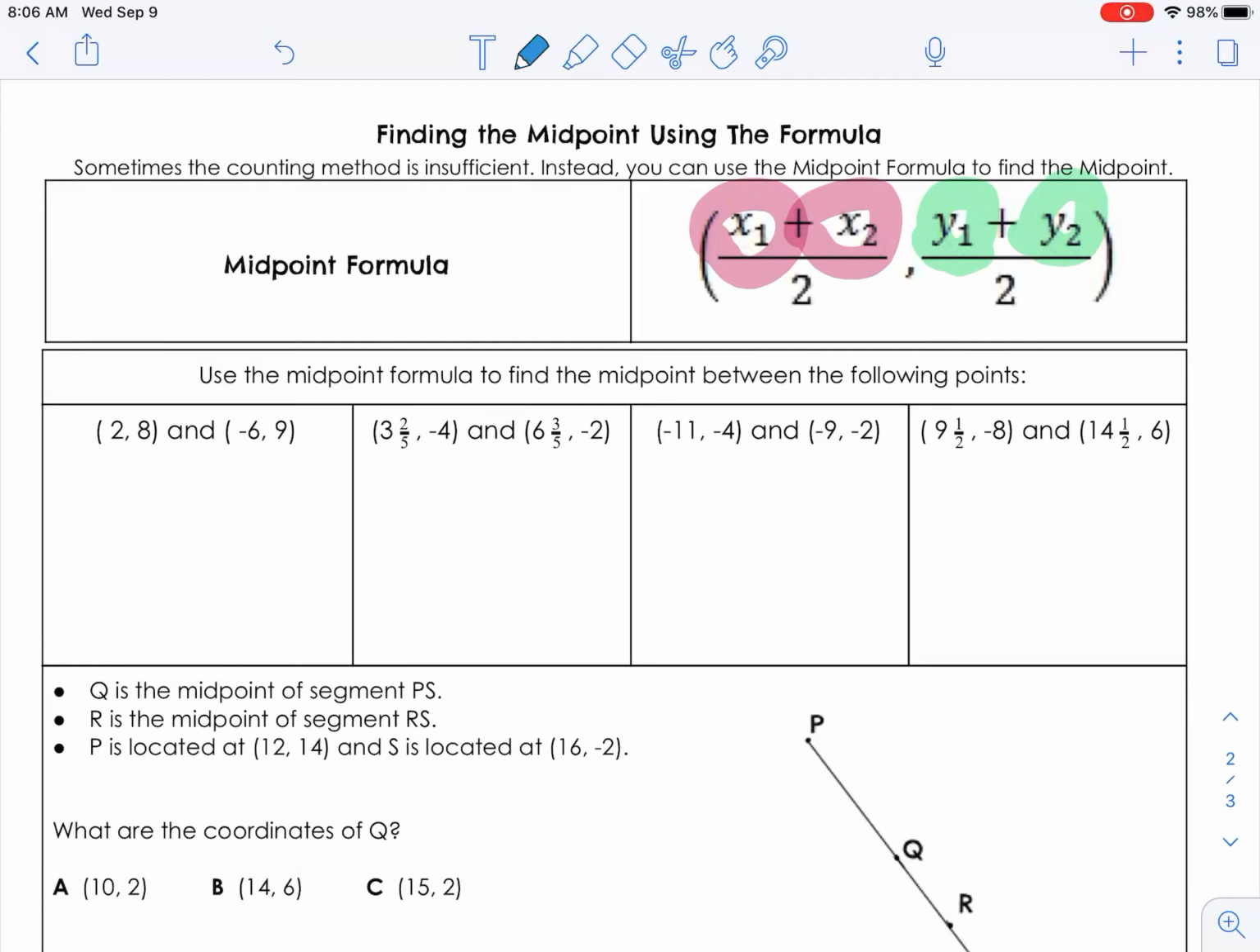All right, so going to number 1, we're going to add 2 and -6 because those are our x coordinates. So 2 and -6 creates -4. And then we're going to add our y coordinates. 8 plus 9, 17. And then we're going to divide those by 2 because we want to find the halfway point. -4 divided by 2 is -2. And half of 17, or 17 divided by 2, is going to be 8.5.